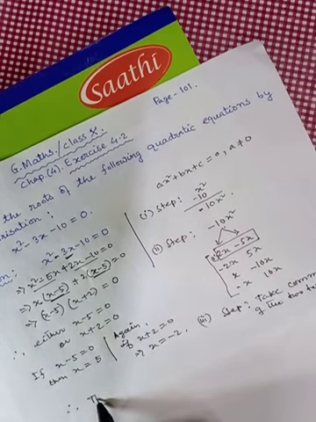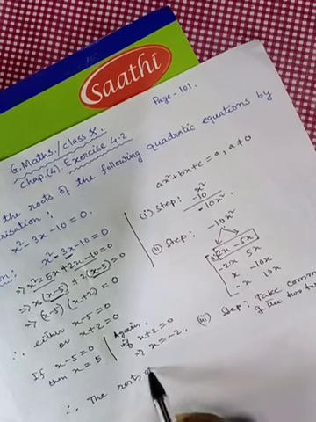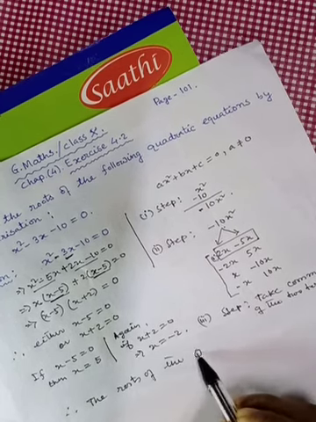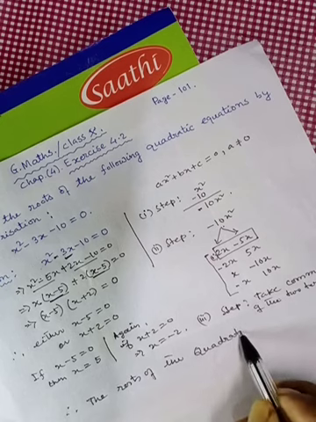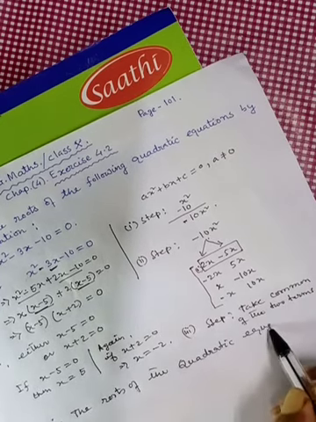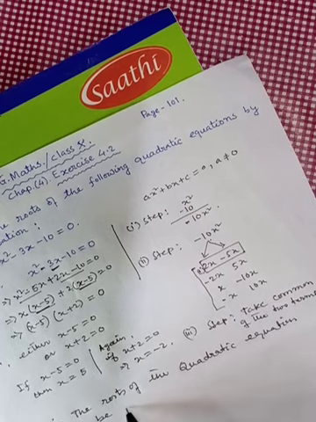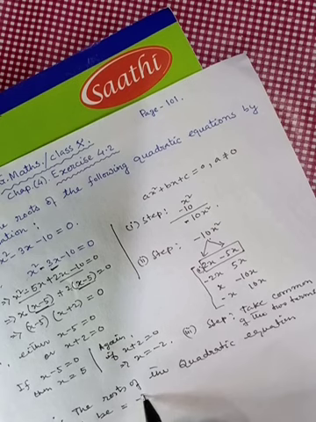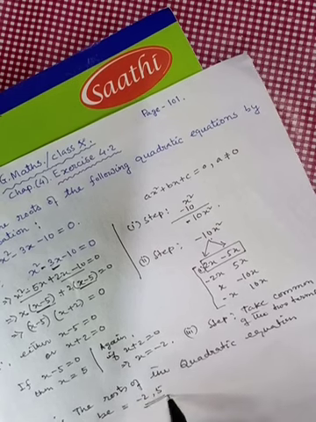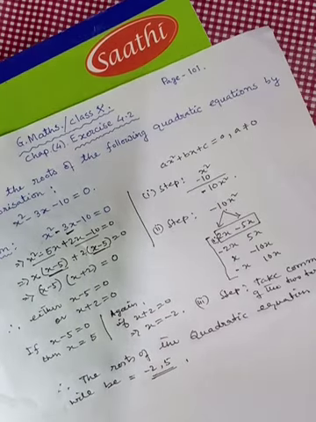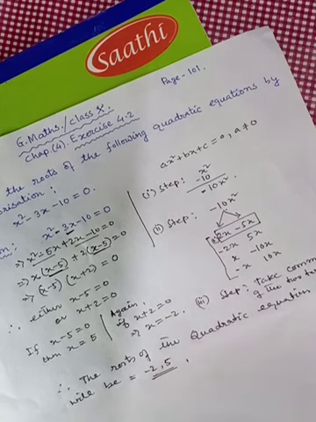are minus 2 and 5. These are the two zeros of the quadratic equation. Zeros means values. So similarly, you can solve questions number 2 to 10.